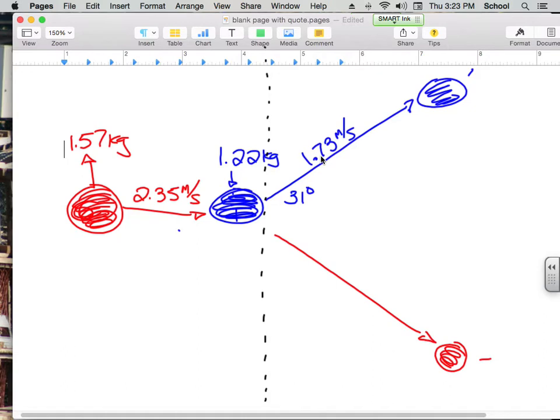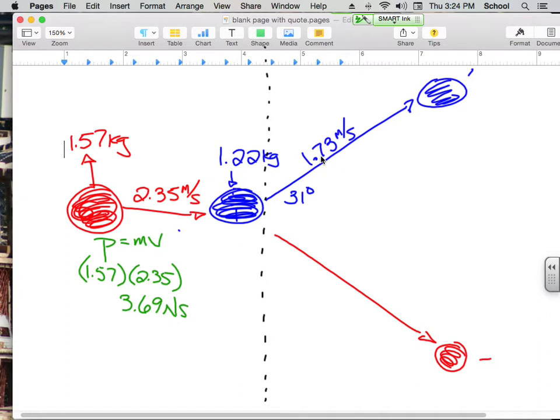Now, here it's really, really simple. We have to do a little bit of math. All we have to do is find some momentum. So we know that P equals mv. Initially, all the momentum's in the red ball, so all we have to do is find the red ball: 1.57 times 2.35 gives us 3.69 Newton seconds. So that's how much momentum we have before the collision.